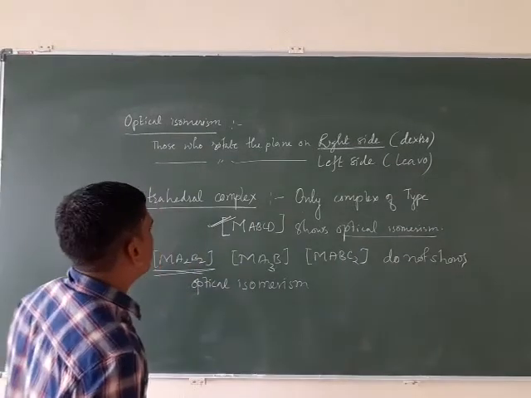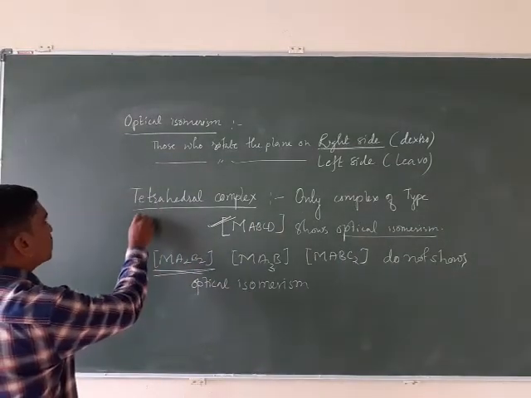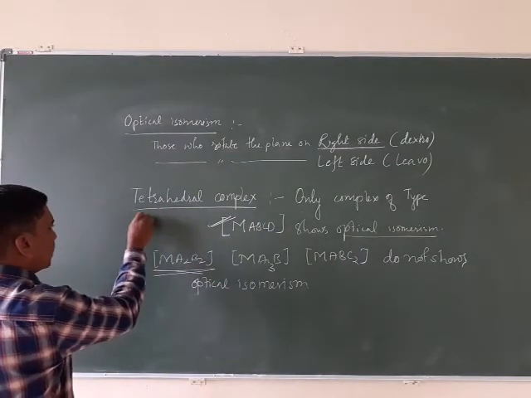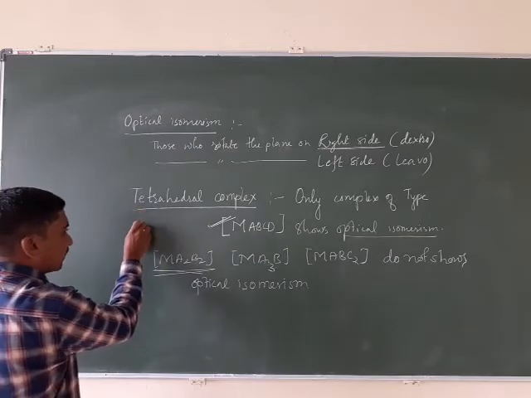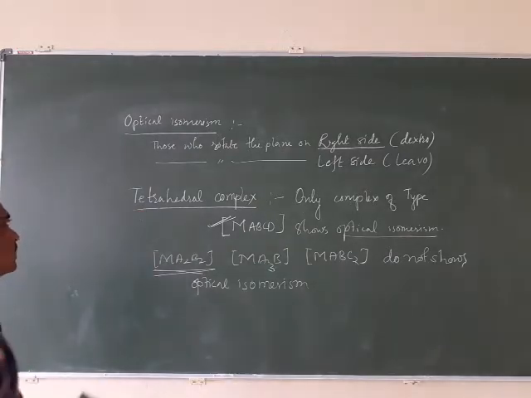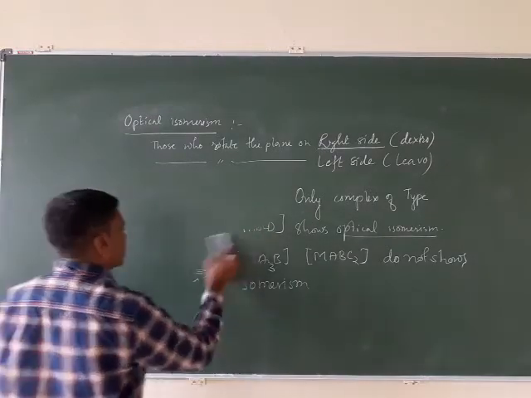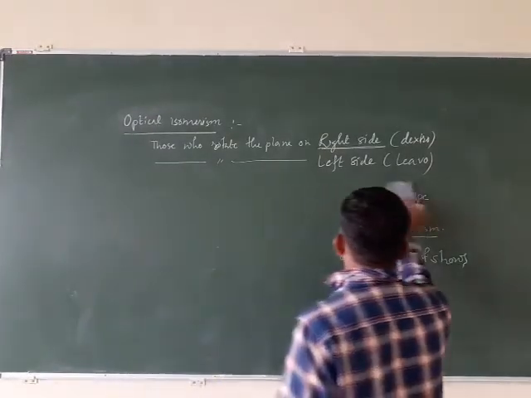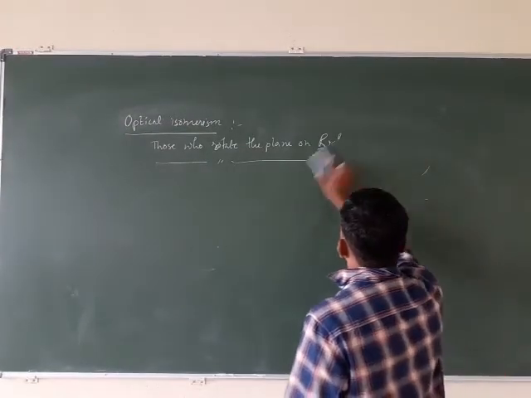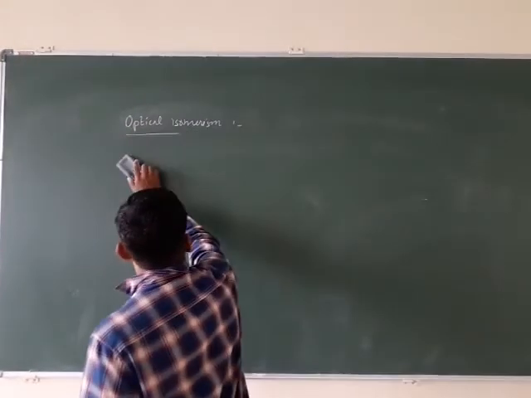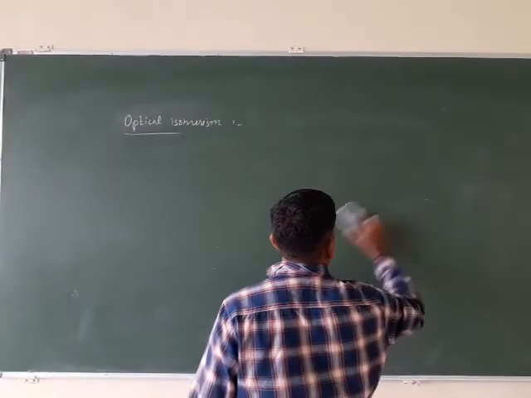Don't mix the concept. We are not discussing square planar complexes over here. Square planar complexes show geometrical isomerism, tetrahedral complexes show optical isomerism. So this is regarding optical isomerism in the case of tetrahedral complexes.